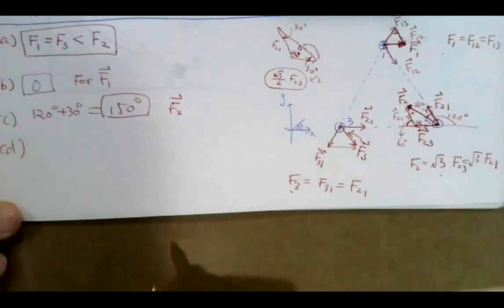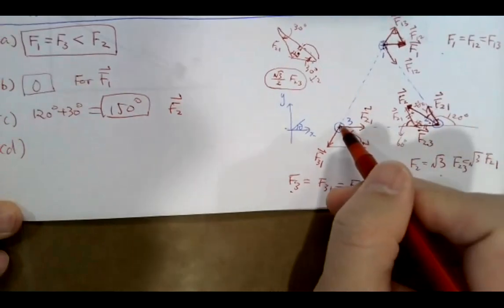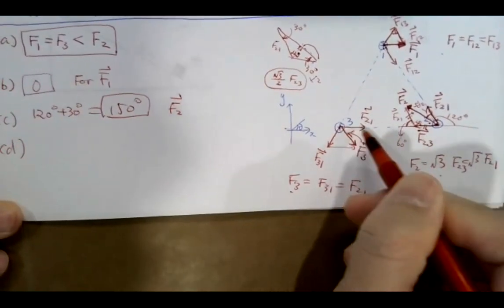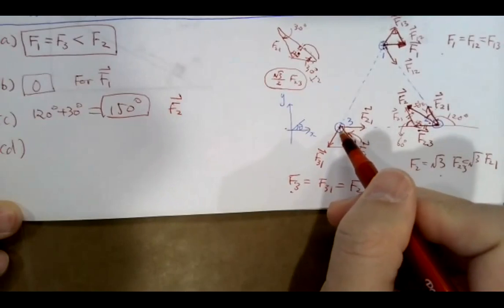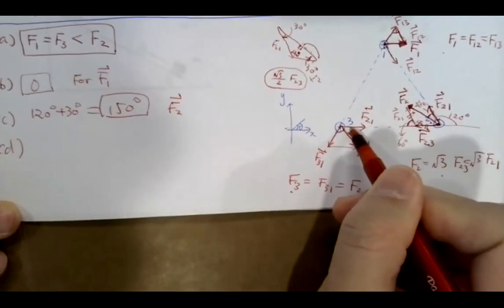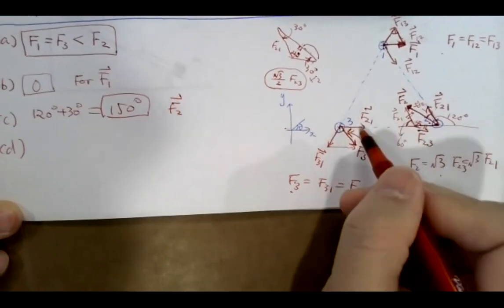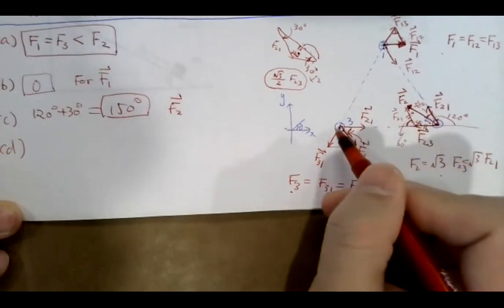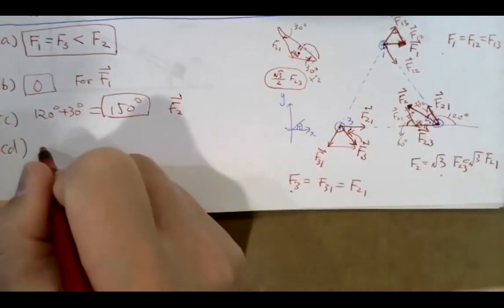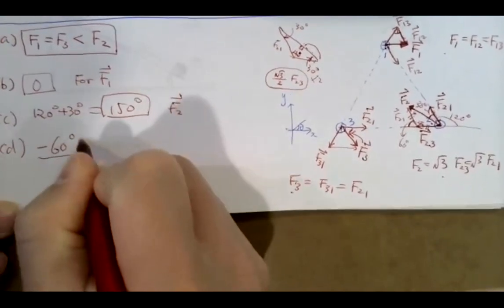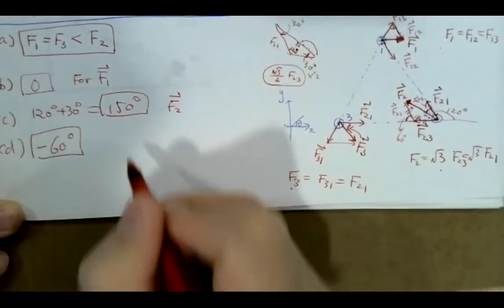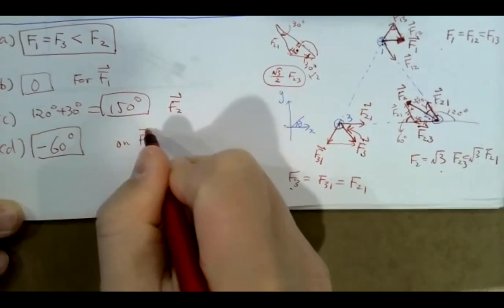The angle for charge 3 would be this one. So this is F3 in this direction. This is 60, this should also be 60. But it's below the x-axis, so it'll be negative 60 degrees. This is on F3.